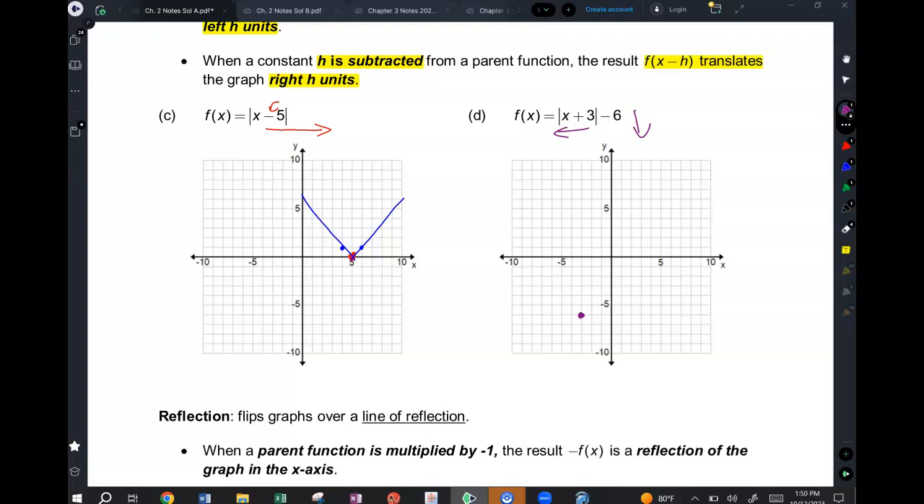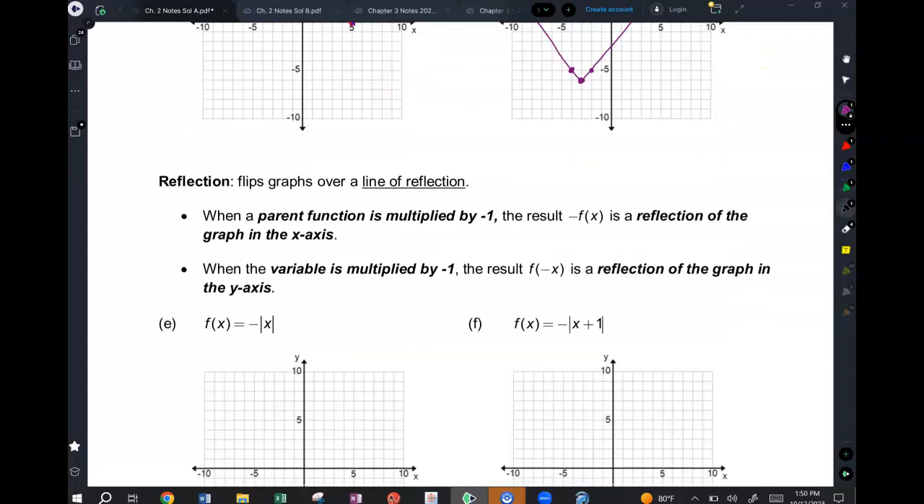So who can tell me what the vertex is? Yeah. It's negative 3, comma, negative 6. Correct. Slope is 1 over 1, so I go up 1 over 1, up 1 over 1. There. Okay, so from here, I go up 1 over 1, up 1 over 1.